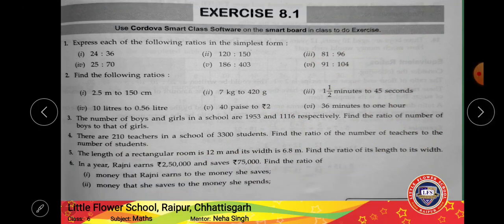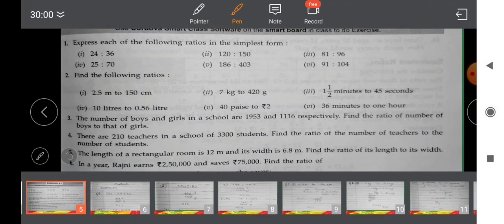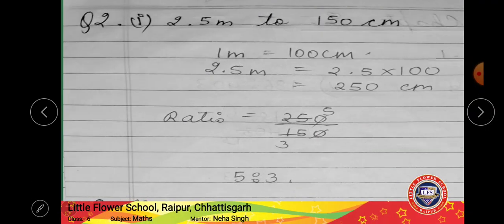Now coming to the second, find the following ratios: 2.5 meter to 150 centimeter. Now can I cancel meter and centimeter? See, one thing you need to pay attention when you are calculating for ratios, the units should be same. Whenever we are calculating ratio, the units should be same. See, here it is meter, here it is centimeter.